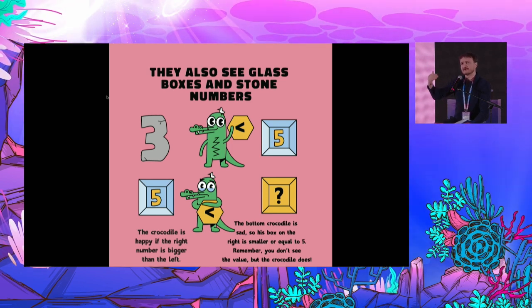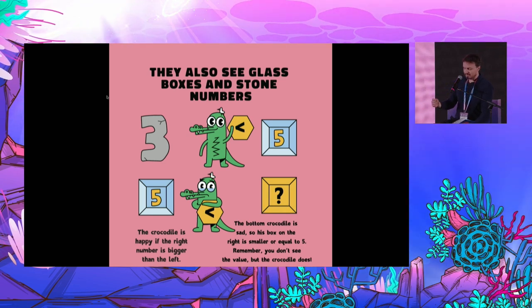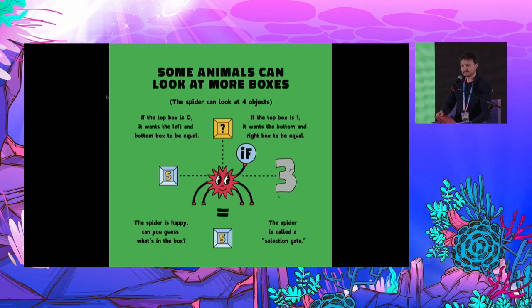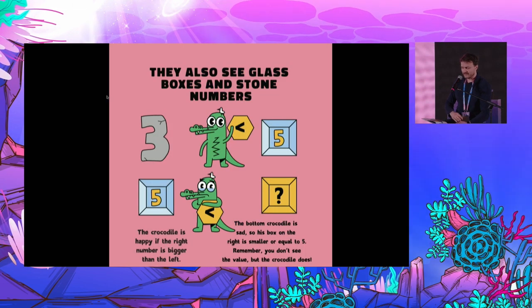And this is where the first part of zero knowledge comes in: you don't know what the number in the bottom box is, but you know that the bottom crocodile is sad. So whatever that number is, it must be smaller than 5. Now, the important thing to remember is you don't see the values, but crocodile does.